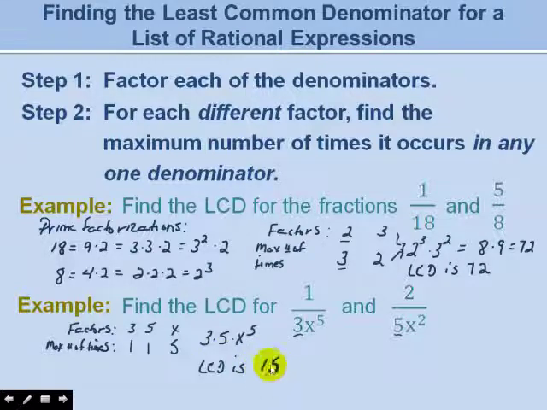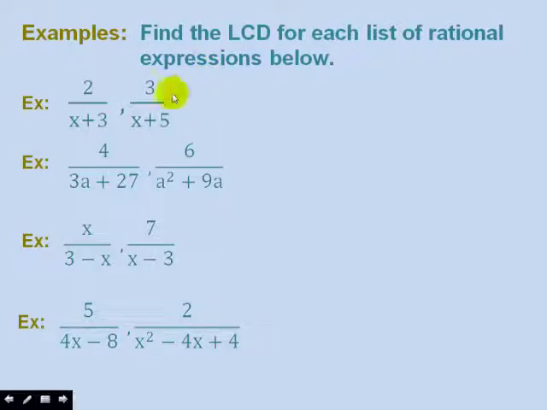And if we multiply all that out, if we multiply the 3 and the 5 together, we end up with 15 x to the 5th. Okay, so let's look at a list of rational expressions and see if we can find the least common denominator for all of the expressions in the list. So again, we're only looking at denominators here. We're not paying any attention whatsoever to the numerators.